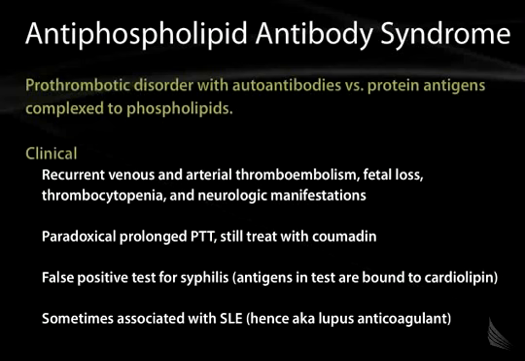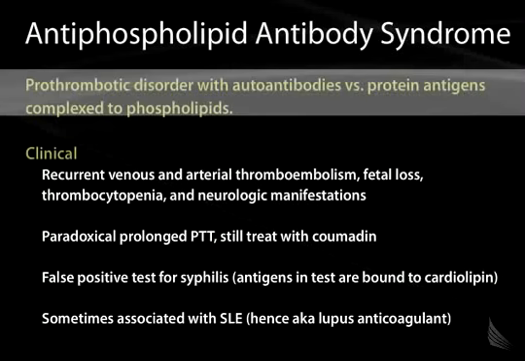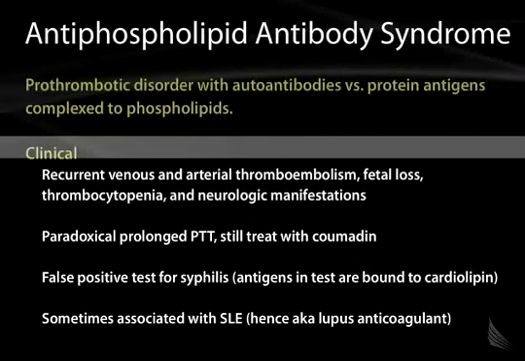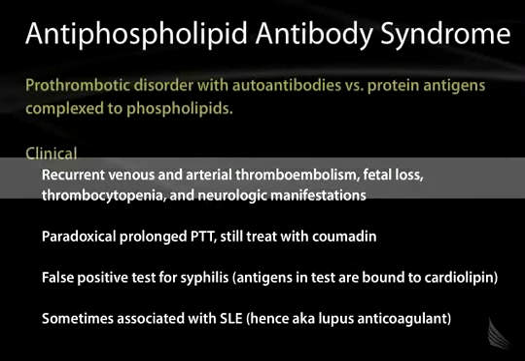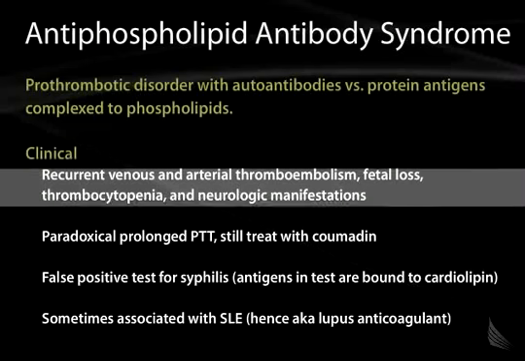Antiphospholipid antibody syndrome is worth mentioning at this point. This is a prothrombotic disorder with autoantibodies versus protein antigens complexed to phospholipids. Clinically, these patients will present with recurrent venous and arterial thrombotic events. Often, if this is occurring in women, they will present with unexplained fetal loss. When their CBC is measured, you'll see that they have thrombocytopenia, and they may present due to the presence of these clots within the CNS with neurologic manifestations.